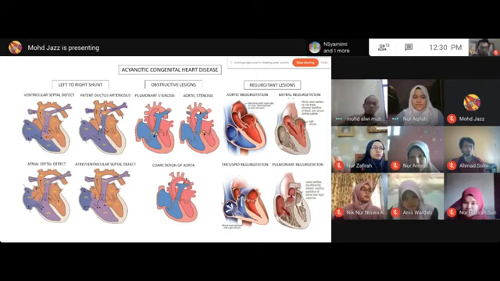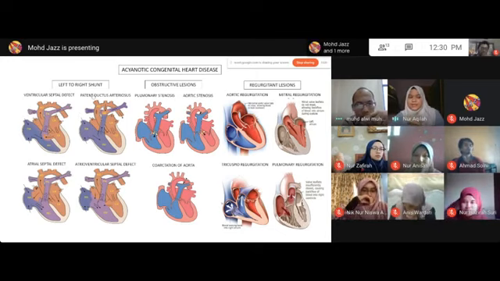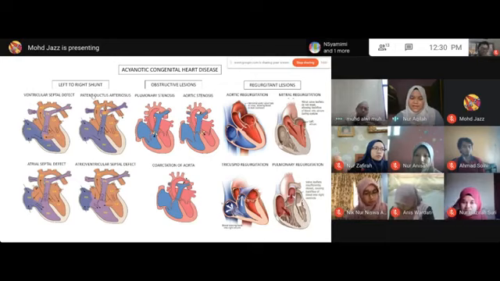Okay. With VSD, the type of murmur will be ejection systolic murmur at the left lower sternal edge. With ASD, the murmur will be pansystolic murmur at the left upper sternal edge. And with PDA, there will be continuous machinery murmur best heard at the left infraclavicular area.